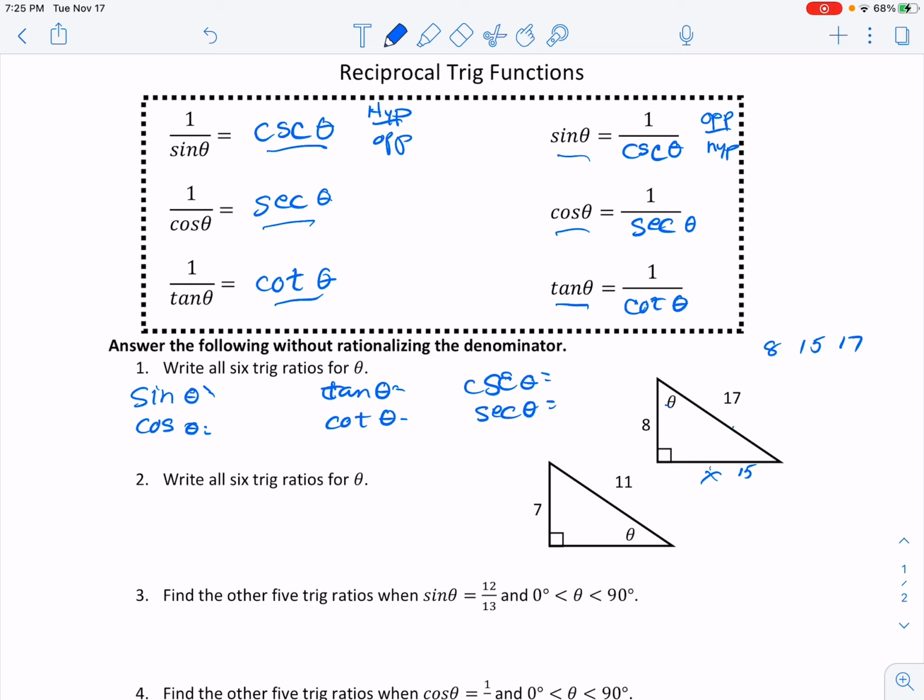Sine, you do opposite over hypotenuse, 15 over 17. The cosine is 8 over 17. And you guys use a horizontal line for your fractions, all right? Tangent is opposite over adjacent, 15 over 8. The cotangent flips it over. The cosecant is the reciprocal of the sine, so it's 17 over 15, the hypotenuse over opposite. And the secant is hypotenuse over adjacent. Okay? Horizontal line when you make your fractions.